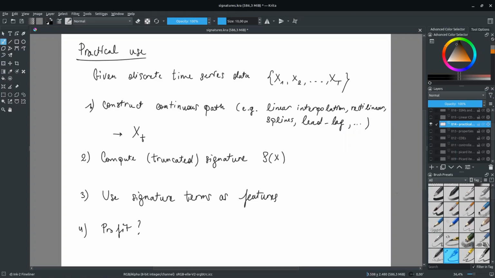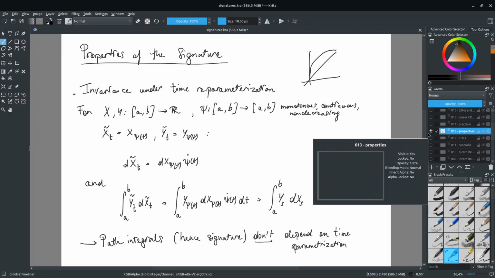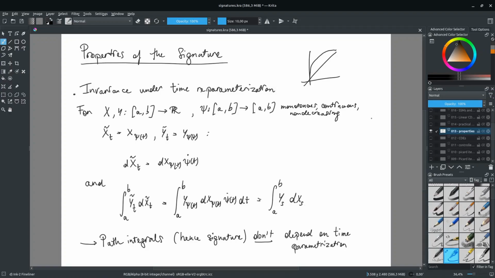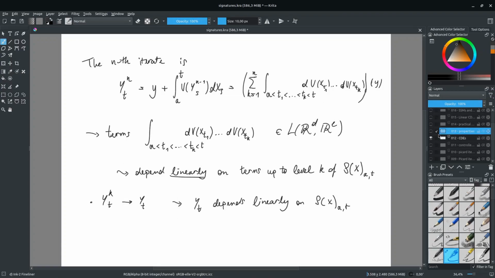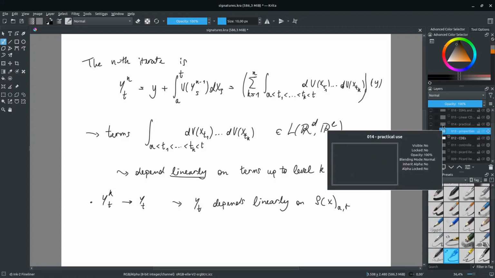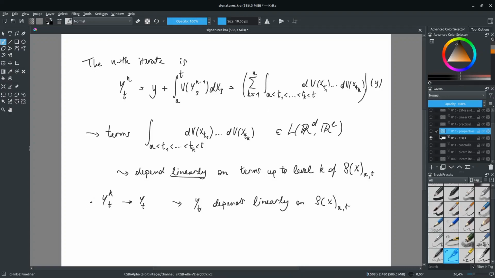I had a question. Yeah, go ahead. If the path integral is invariant under the time reparameterization, then, sorry, this is from a previous slide, but the linear mapping that gives you the solution to some equation, that one will not be invariant under time reparameterization. So which one exactly? That was slide 12. So you mean these repeated integrals, they depend linearly? Yeah.